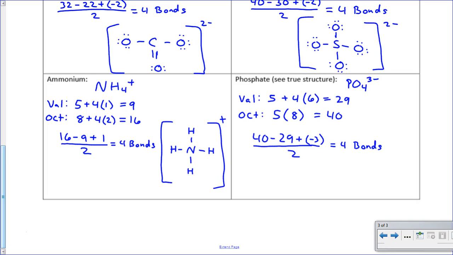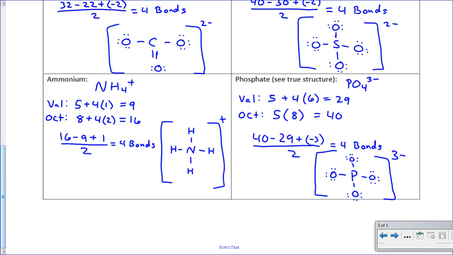So we've got a P in the middle, 4 oxygens around it. Fill in the electrons where needed, so we need 6 on each of these oxygens. All right, throw brackets around it. Put the charge on there, and we are done.